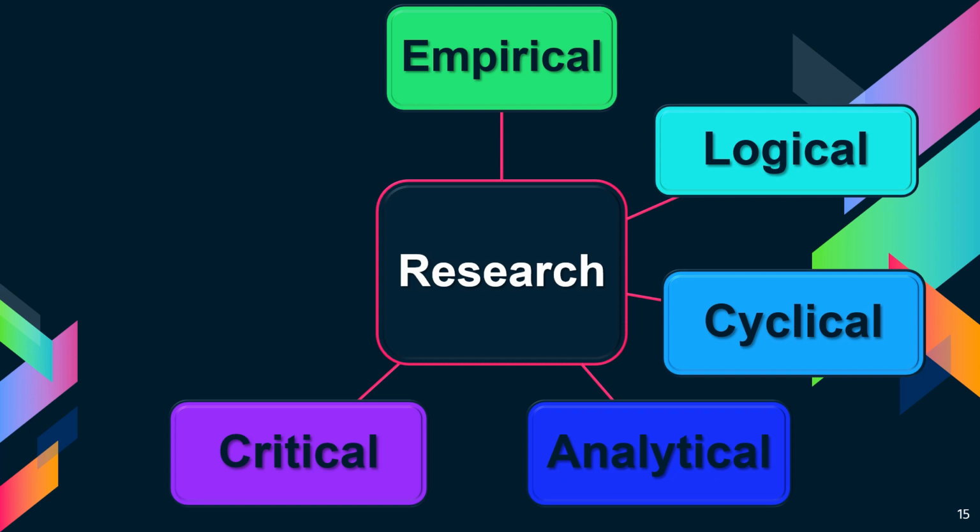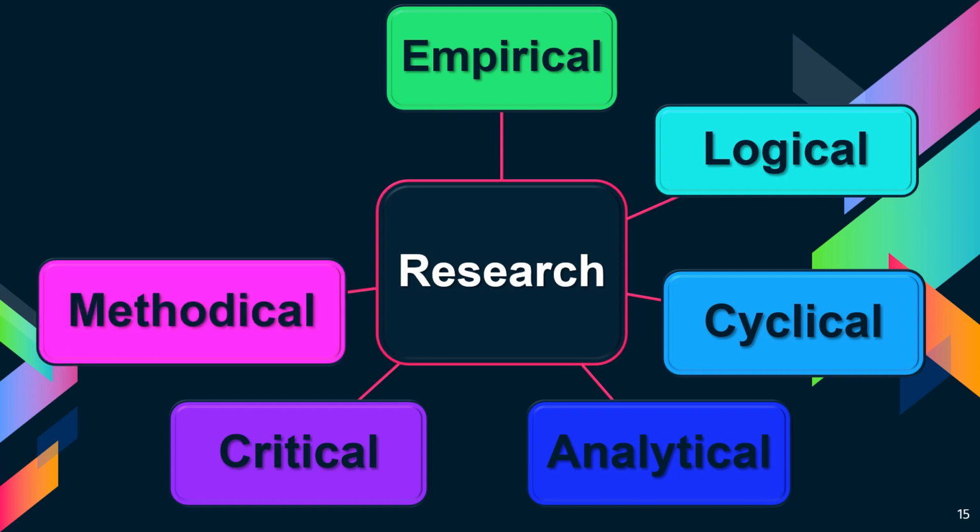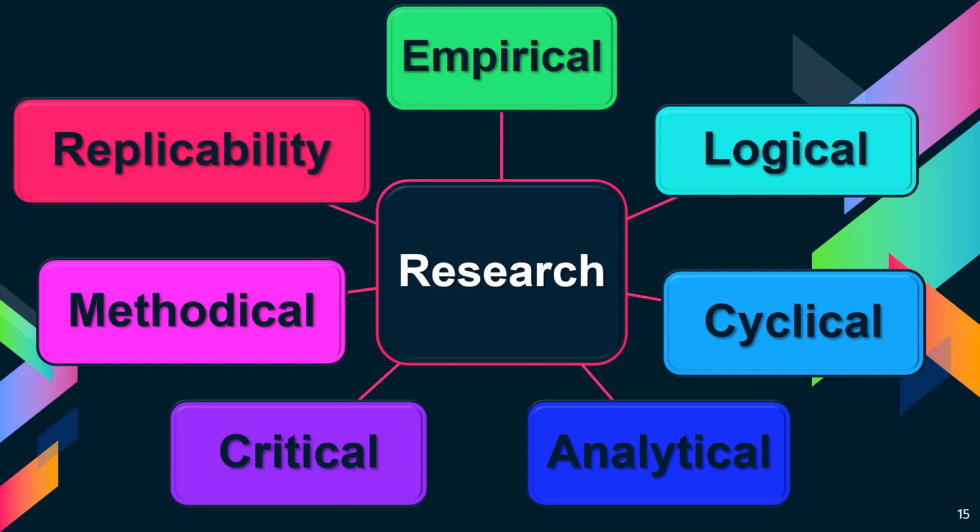Fifth, research is critical. It exhibits careful and precise judgment. Sixth, research is methodical. It is conducted in a methodical manner without bias using systematic method and procedures. Seventh, and lastly, is replicability. The research design and procedures are replicated or repeated to enable the researcher to arrive at valid and conclusive results.